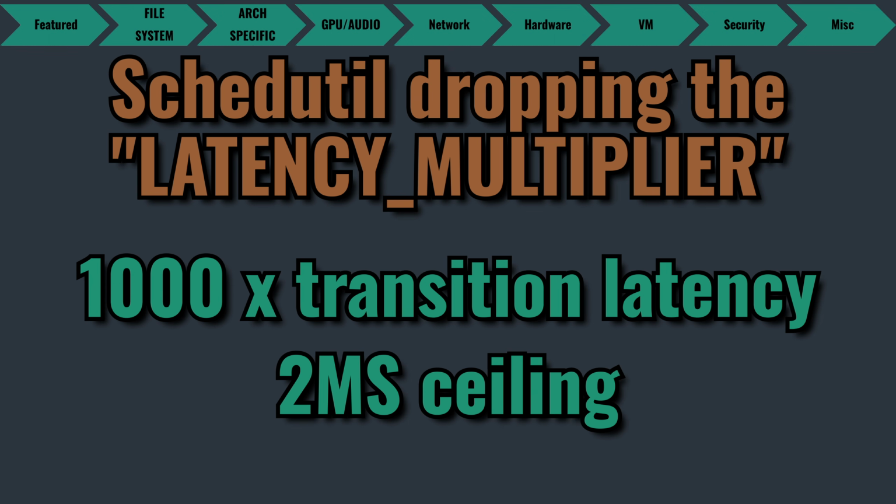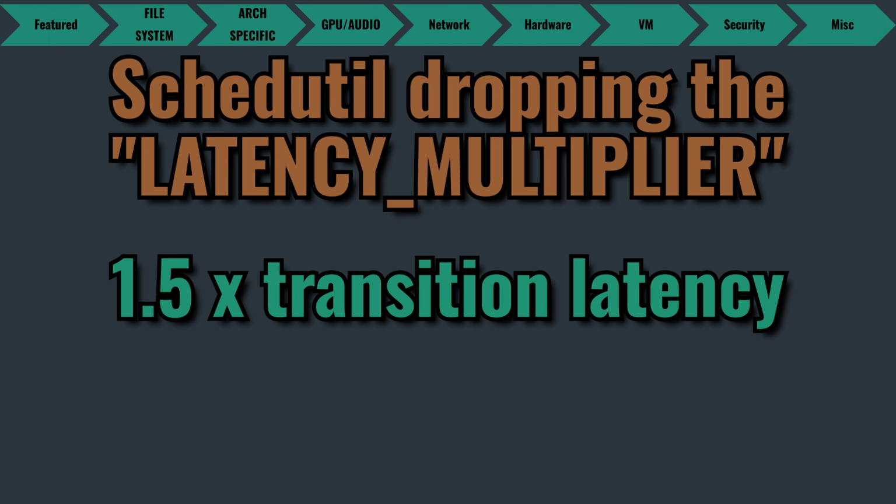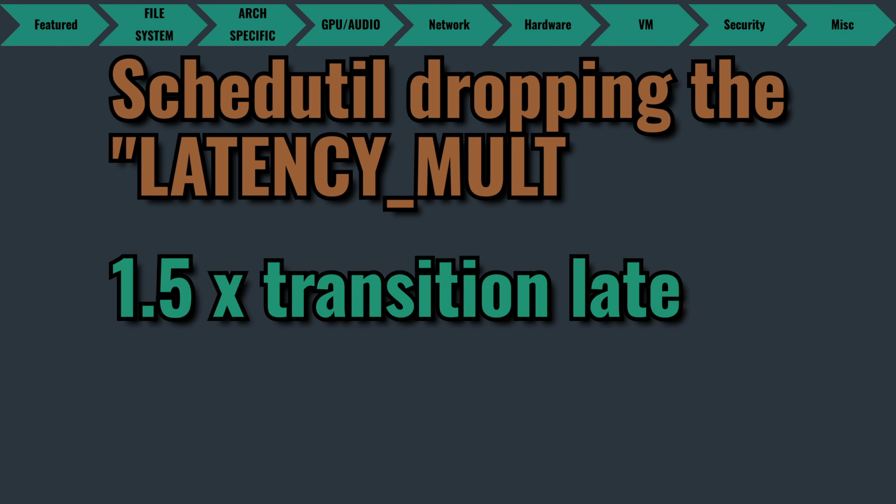Now that still doesn't really work, right? We want our schedutil to work with the CPU and be as responsive as possible. So the way they fixed that is, it turns out that if you multiply your transition latency, which again is the time that it takes for you to transition from one frequency to another, by 1.5, it will make it responsive without drowning your CPU in requests.